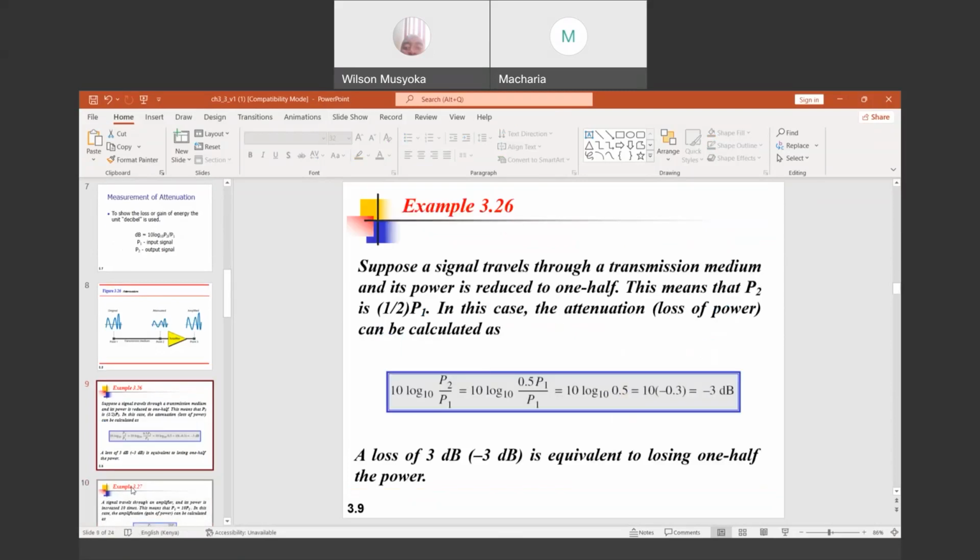Here's an example where we are saying, suppose a signal is traveling through a transmission medium and its power is reduced to 1/2. This means that P2 is a half of P1. In this case, the attenuation is going to be calculated this way in order for you to get negative 3 decibels, meaning that you have lost 3 decibels, which is equivalent to a half of the power. Hope up to there we are clear.